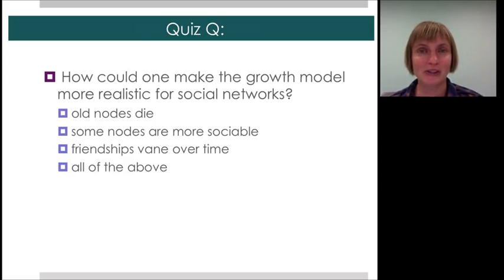Maybe some nodes are more sociable. Why should everyone have the same number of edges? Maybe some individuals form more ties simply because of an intrinsic property. Friendships might wane over time. Why do you have to keep all the edges you had in different contexts from a long time ago? And you can probably think of many other ways in which you can enrich such models.